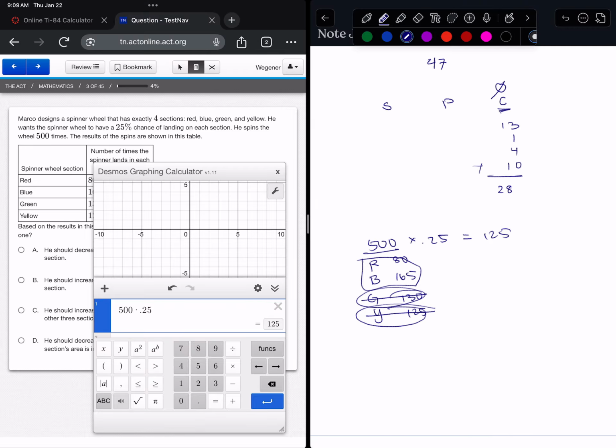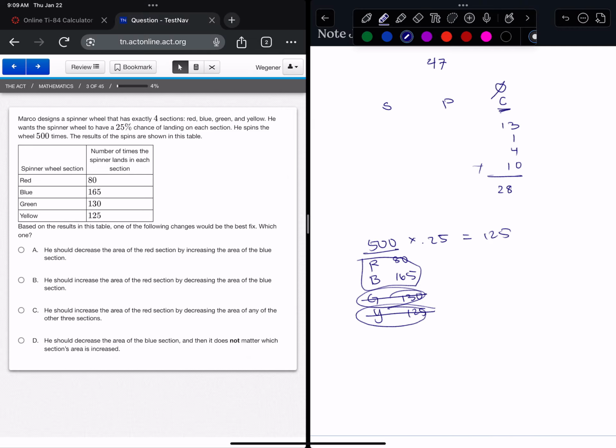So let's look at our options. He should decrease the area of red by increasing the area of blue. Well, that wouldn't make any sense because I already have a low turnout for red, so that cannot be my answer. Just cross it out. He should increase the area of the red by decreasing the area of the blue. That makes sense, but let's just quickly go over C and D.